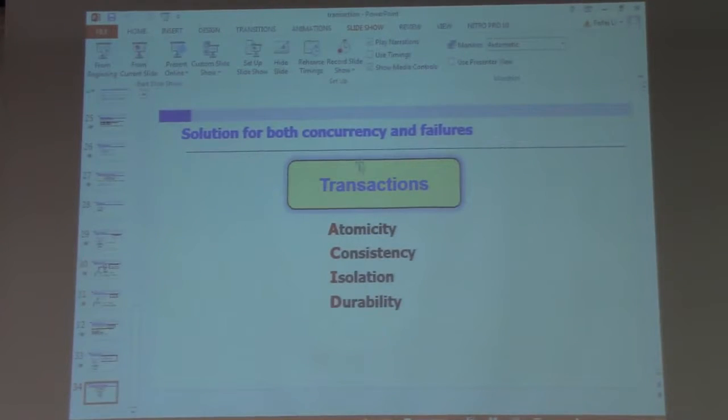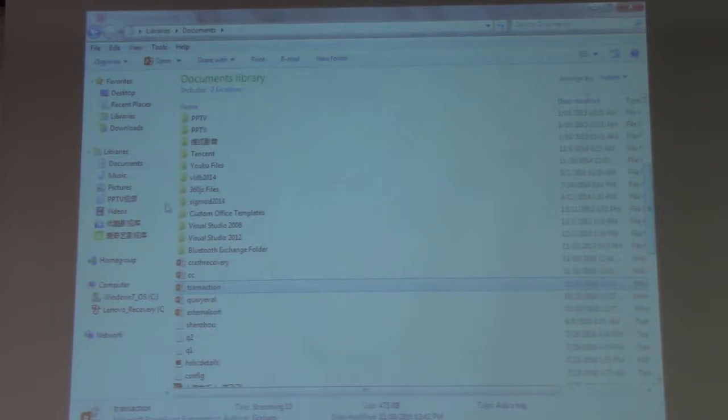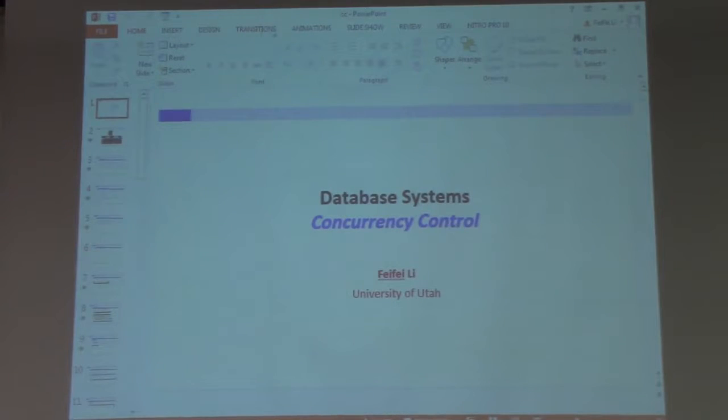So let's go to this particular part. How does the database kernel ensure isolation? Okay. For that, we will use this module called concurrency control.